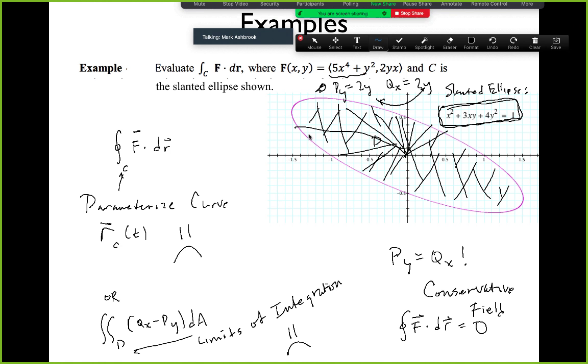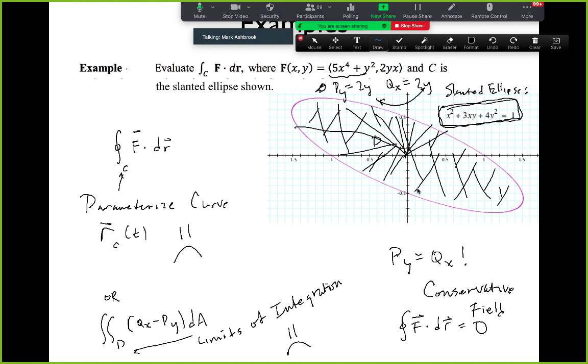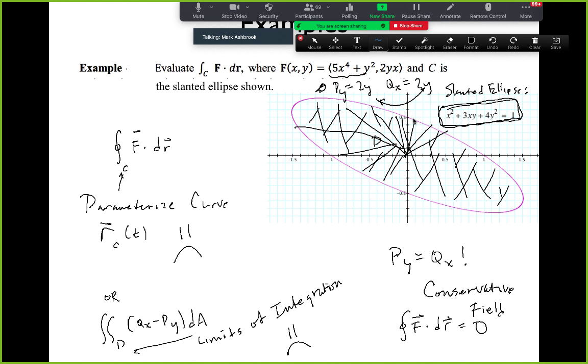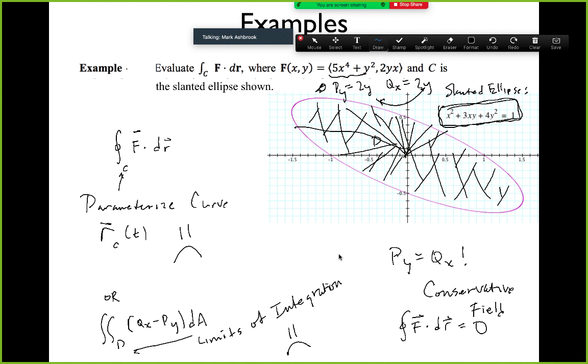Because doing this directly, trying to parameterize that curve or write limits of integration for that region, is not friendly, not good. Because it's a conservative field, it doesn't matter how bad that loop is. Every closed loop is 0 in a conservative field. So with these Green's theorem problems, with these circulation integrals, moral of the story: always check to see if it's a conservative field first. Because if it is, you're done. Your circulation is 0.